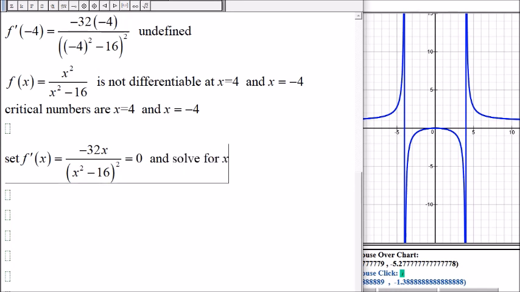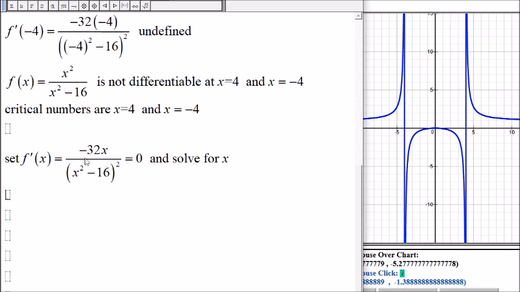The reason we have to do both is that's the definition of critical numbers. A critical number is defined as a value where the function is not differentiable or where the derivative is equal to 0. So that's why we have to do both.